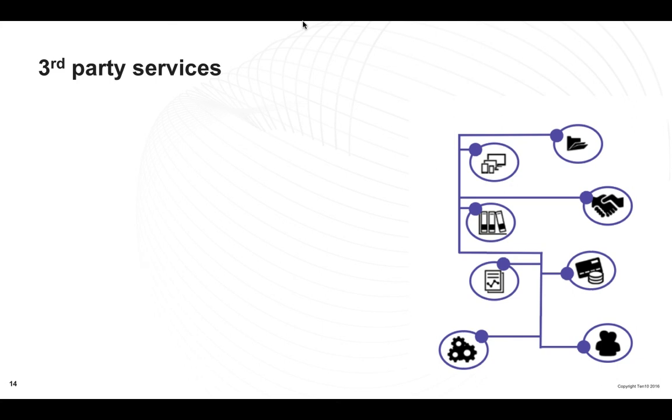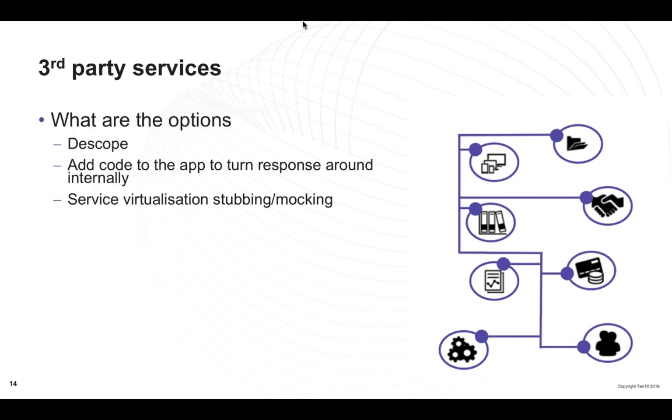So option one, you're able to de-scope those third-party services from the testing entirely. I don't recommend that, particularly if the activity performed by that third-party service is very important to the application. Alternatively, you can add code into your app to turn the response around internally without it even going out to that third party. But again, that introduces risk. And then the third point is service virtualization, or stubbing or mocking the interactions with those third parties.